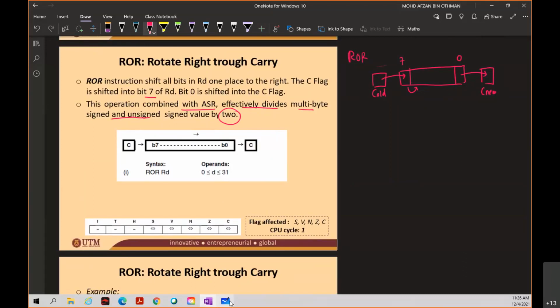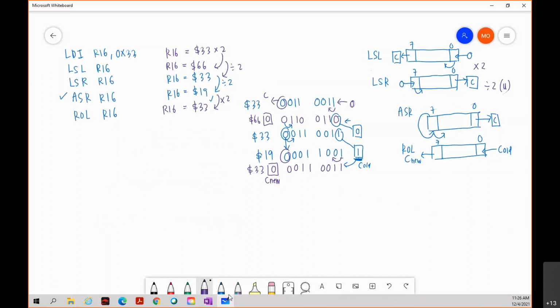Okay, and then we look at the examples here. Next we have ROR R16. So this is the operation for ROR. C old goes to bit 7, and the rest will be shifted to the right by 1 bit, and bit 0 will go to your C new. So the current value of R16 is 33. What about your C? C old, what is your current C value?